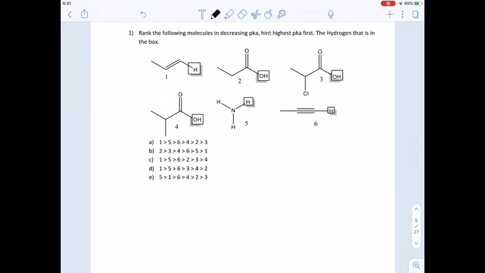So multiple choice 1, in very poor English, asks us to rank the pKa's of the hydrogens in the box in order of decreasing pKa. So that means your highest pKa is going to go first and your lowest pKa is going to go last. Really quickly, I guess we should make this note that high pKa is the basic ones and low pKa is the acidic ones. So they want us to rank these in order of most basic to most acidic.